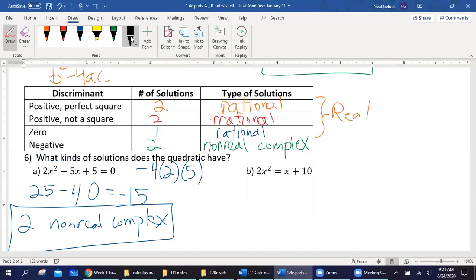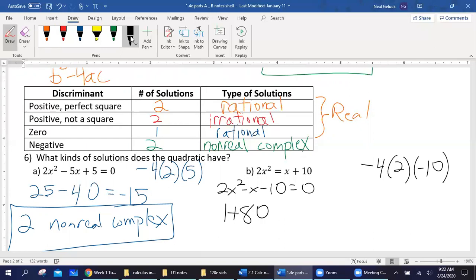For letter B, I got to move stuff over first. So I have 2x squared minus an x minus 10. Do the discriminant again. So b squared, so that's going to be negative 1 squared, which is 1, minus 4ac. That's going to become positive 80. So that's 81. That is a perfect square, a positive perfect square. So this one is going to have two rational answers to it.